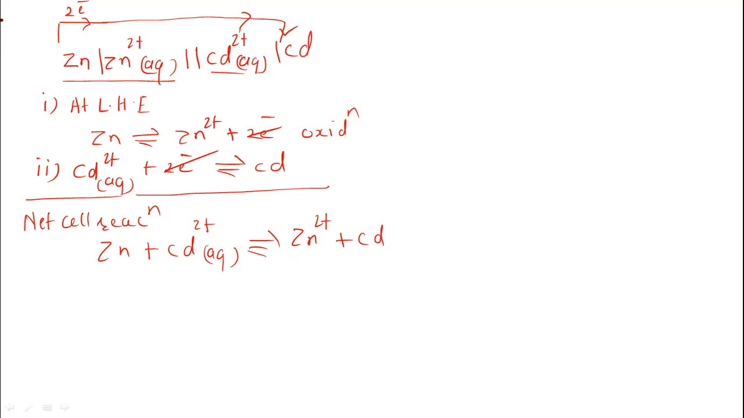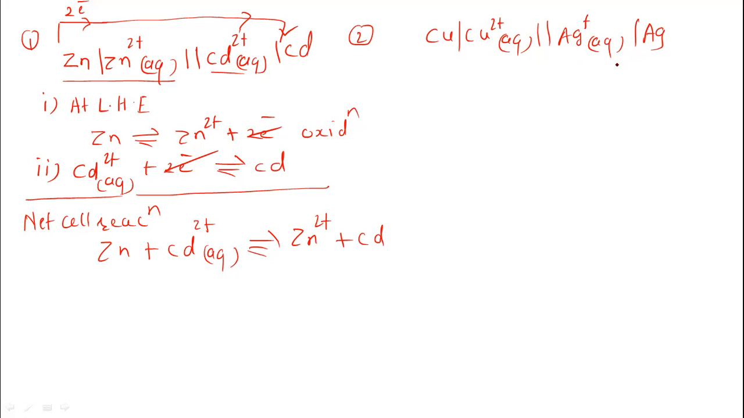Consider another example. This is example 1. Now we have to consider example 2. So I would like to write another cell here: copper in contact with copper 2 plus ion, aqueous solution, and silver in contact with silver ion, aqueous solution of silver ion. In this case, the copper electrode is represented on the LHS side, and the silver electrode is represented on the RHS side.